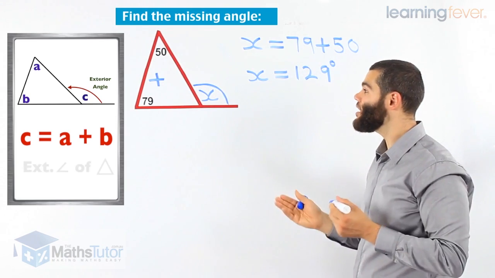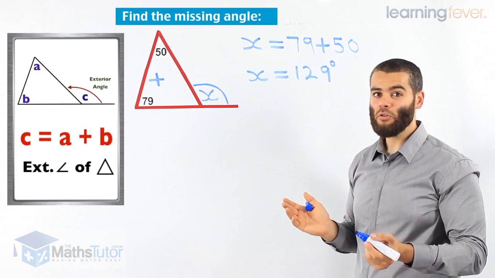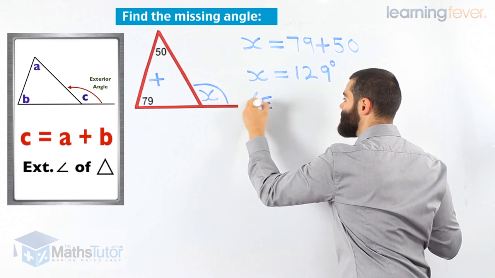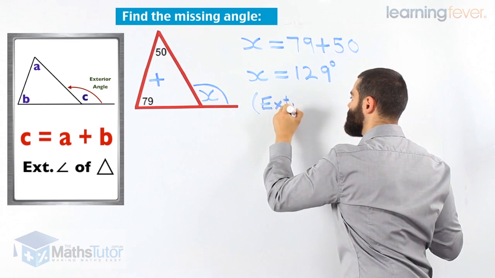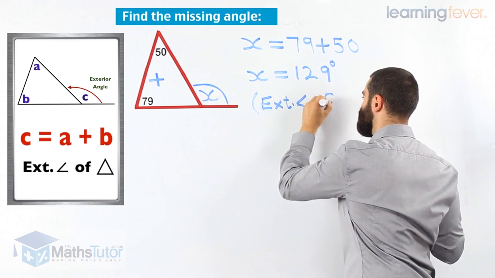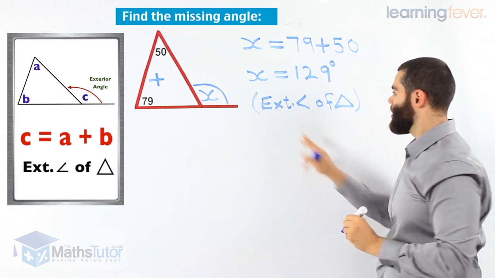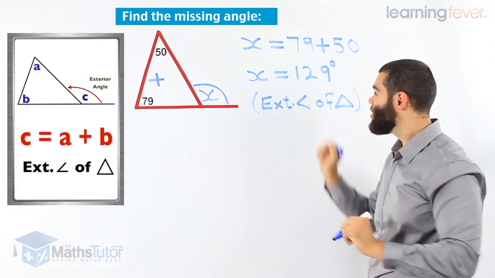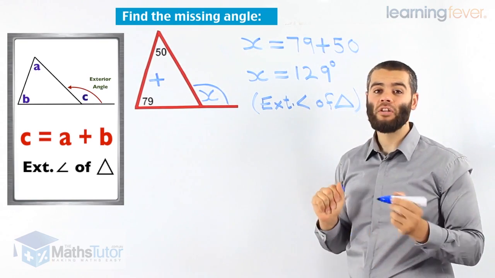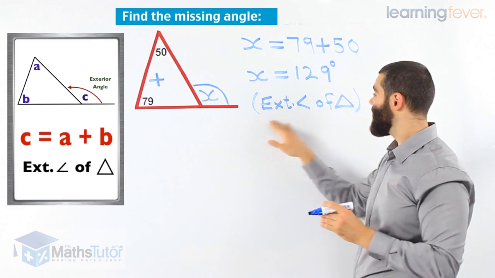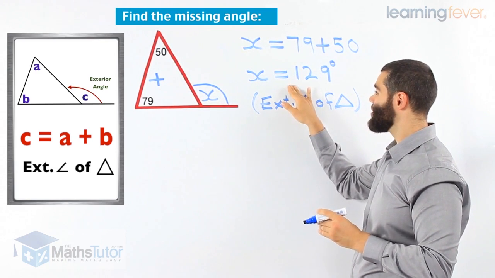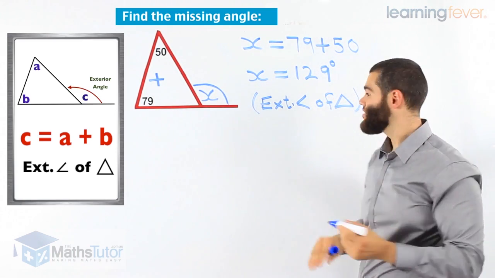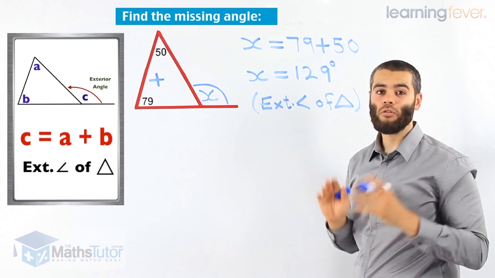What is our reason? Our reason, we use the exterior angle of a triangle concept. Now we write our reason. Exterior angle of triangle. This is the short form. That's the reason for X being 129 degrees. We justified our answer. We gave our reason. Our answer is 129 degrees. This angle is 129 degrees. And we give reasons, and our reason is exterior angle of a triangle.